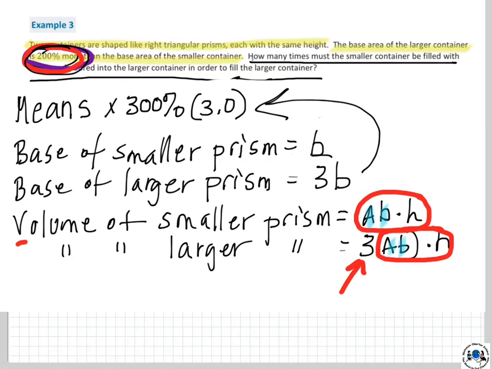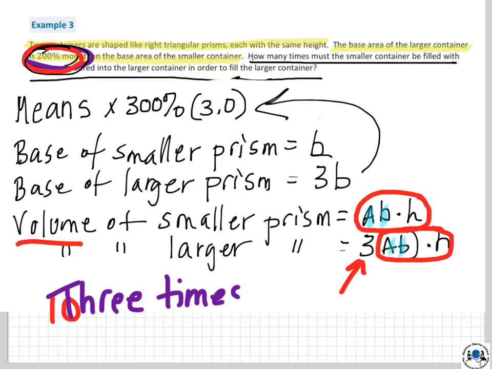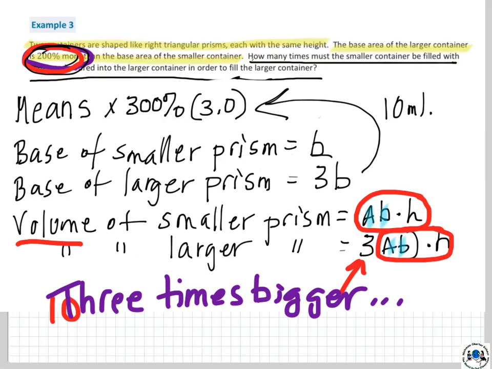Therefore, if the volume is 3 times greater, and let's say we started off with 10 milliliters, and then it's 3 times greater, we're going to need to actually fill up that smaller container 3 times and dump it into that larger container to fill it up. Okay, and again, if we take our 10 milliliter example, that 10 milliliter container, it's going to take 3 of those to fill up a 30 milliliter container. 1, 2, and then 3 times.